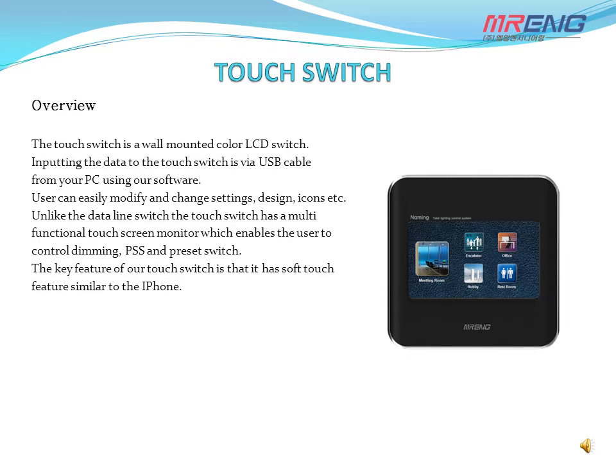The touch switch is a wall-mounted color LCD switch. Inputting the data to the touch switch is via USB cable from your PC using our software. User can easily modify and change settings, design, icons, etc. Unlike the data line switch, the touch switch has a multifunctional touchscreen monitor which enables the user to control dimming, PSS, and preset switch. The key feature of our touch switch is that it has a soft touch feature similar to the iPhone.